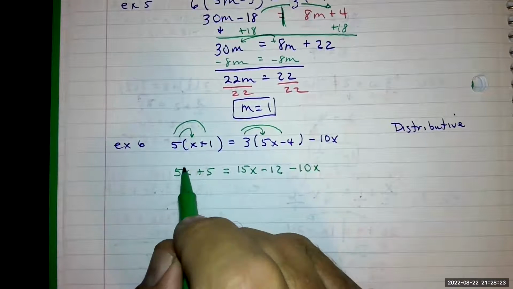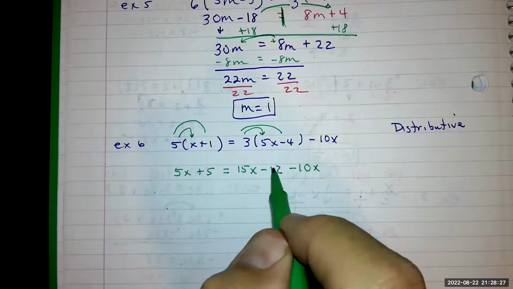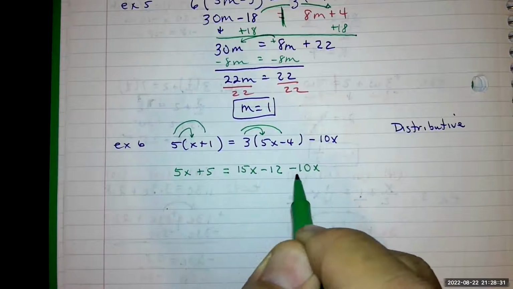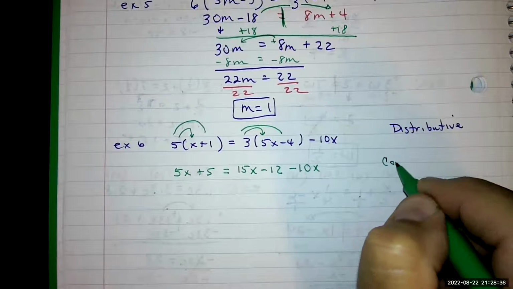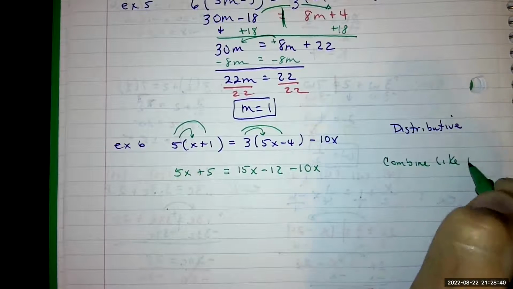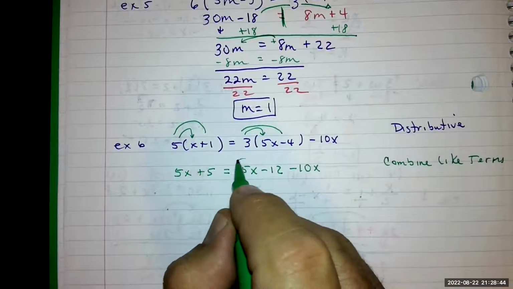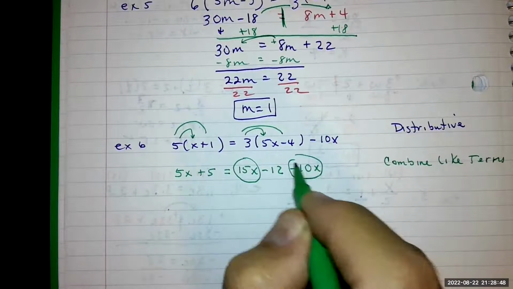All right, so after you do that, notice what you have here. You have a number and a letter. And here, I'm sorry, a letter and a number. A letter, a number, and a letter. So you have more than 2 things here. All right, so that means you're going to have to combine like terms. So we're going to have to combine these guys, this guy here and this guy here. That's what we're going to have to do first.